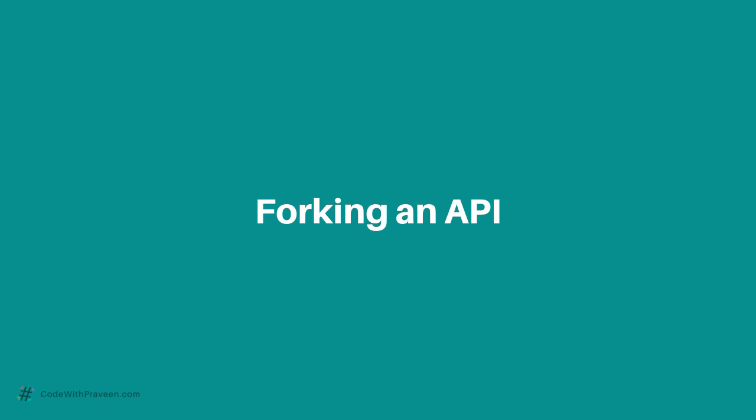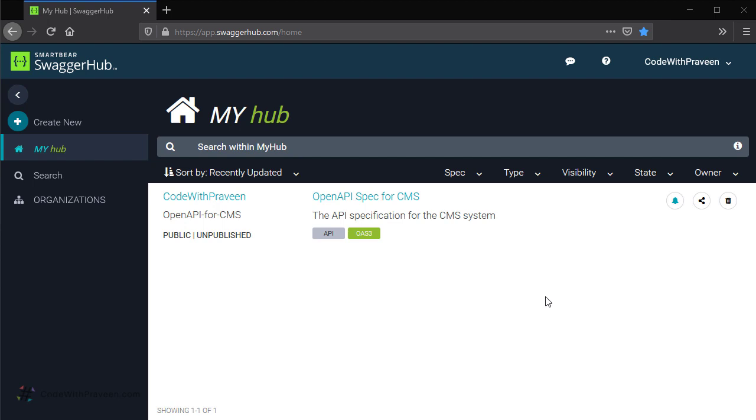In this lecture, let us look at how you can fork an API. Forking refers to the creation of a copy of your API in your own account. What this means is that once you have an API defined by yourself or any other person in your team, or even anyone in the public domain, then you can open that API and create a copy of it. Once you create a copy, it gets associated under your account.